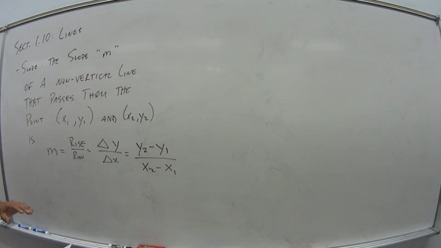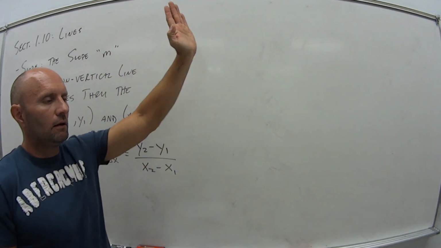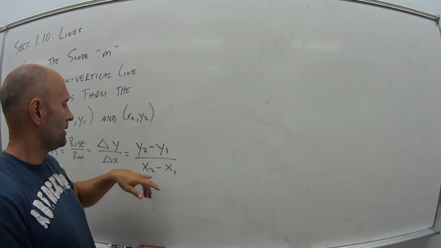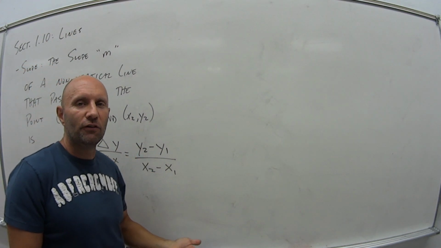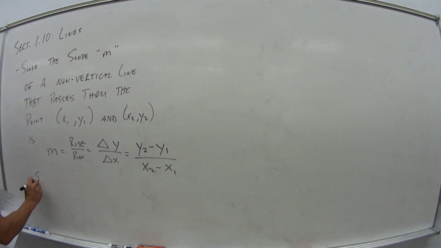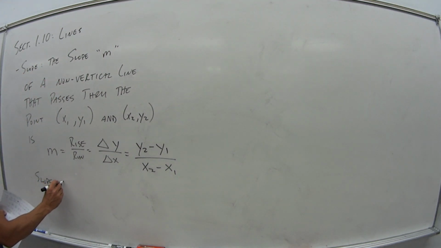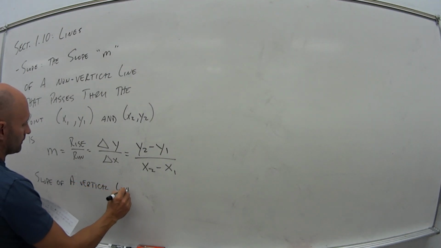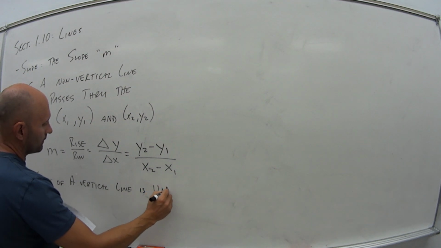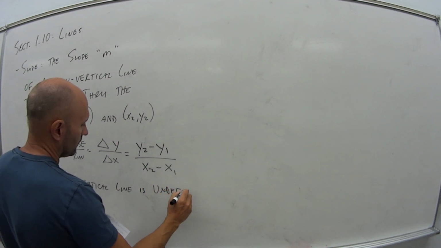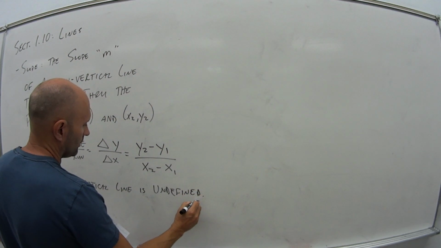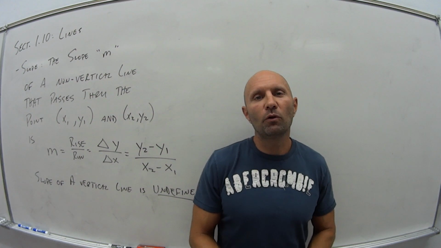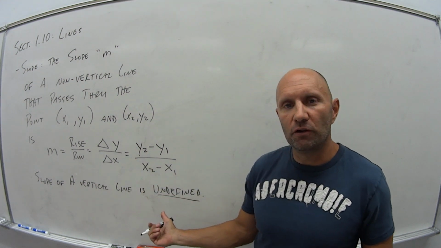It says here non-vertical line because a vertical line is what? The x value doesn't change. So if it was 2 and 2, you'd have 2 minus 2 is 0. We get 0 in the denominator, so that means the slope of a vertical line is undefined. So you'll get some problems like this. What's the slope of a horizontal line? You have to know that. What's the slope of a vertical line? Undefined.